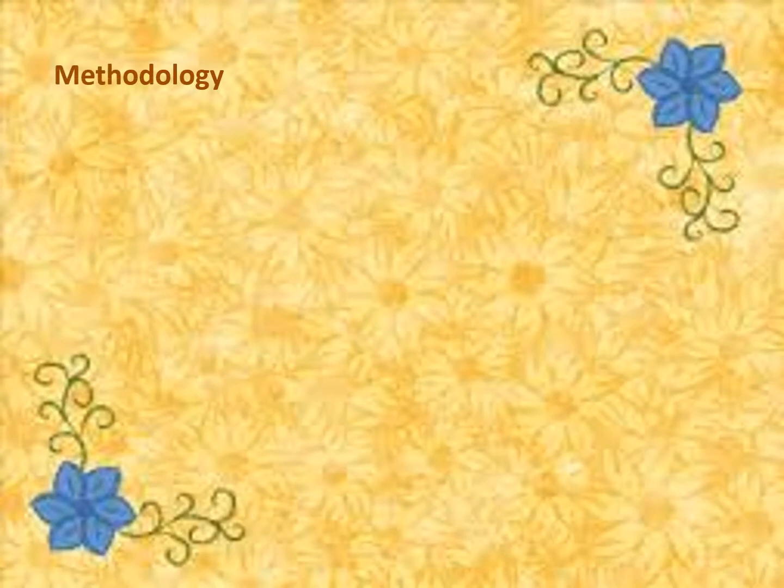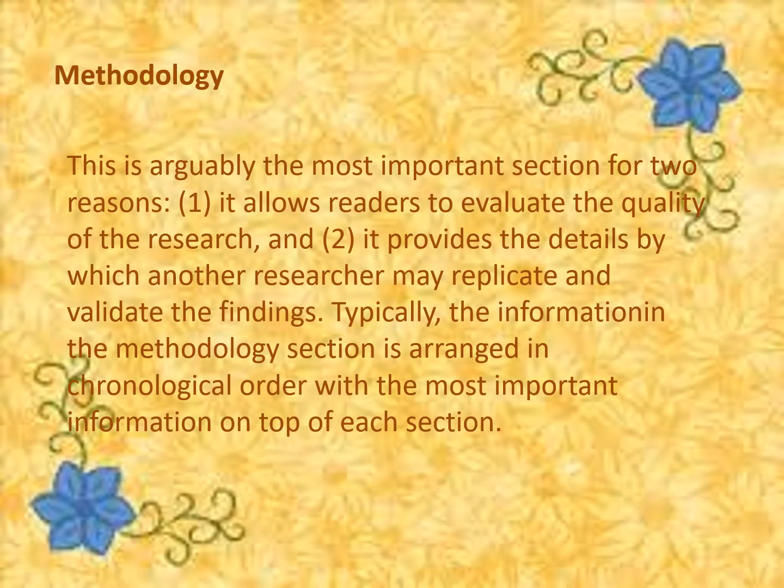And then, methodology. This is arguably the most important section for 2 reasons. Number 1, it allows readers to evaluate the quality of the research, and number 2, it provides the details by which another researcher may replicate and validate the findings. Typically, the methodology section is arranged in chronological order with the most important information on top of each section.